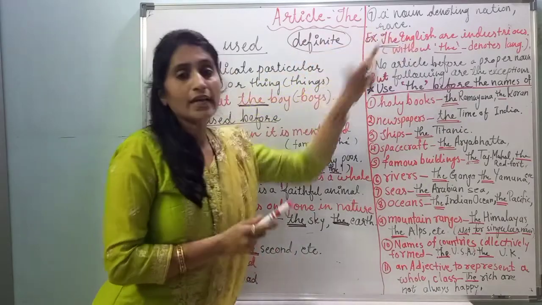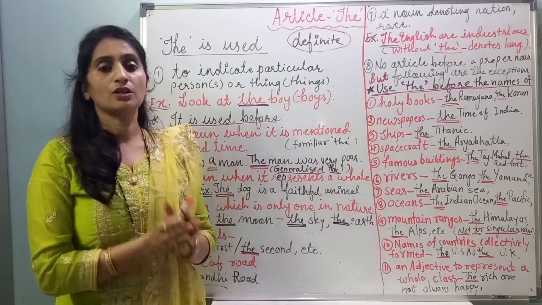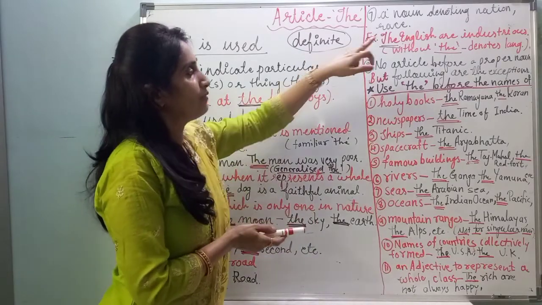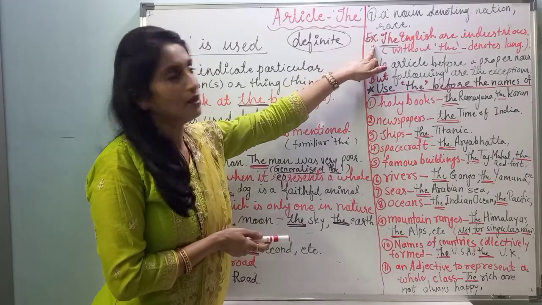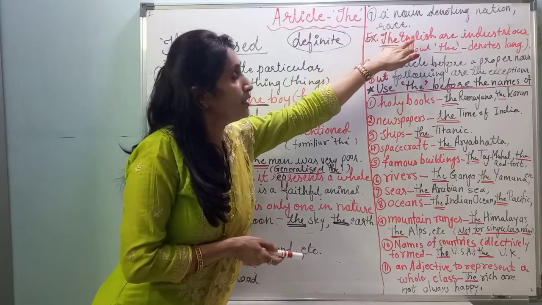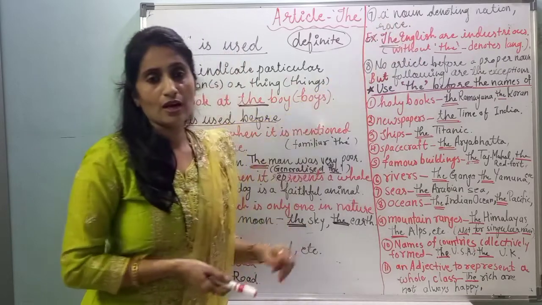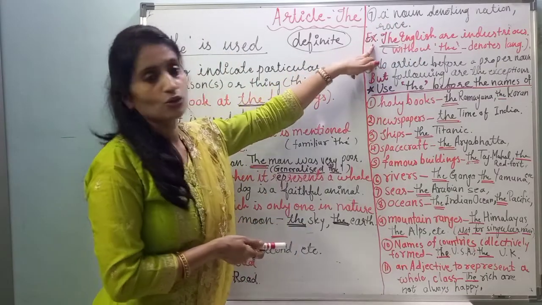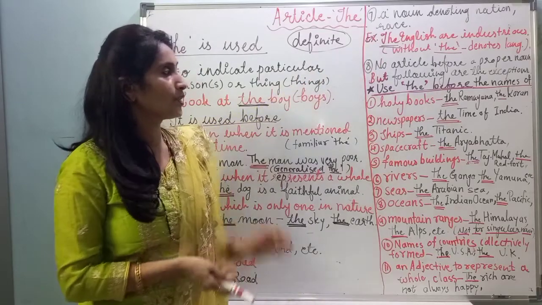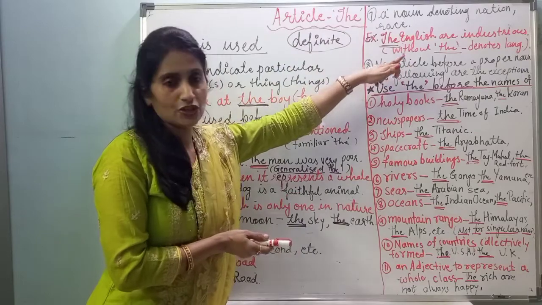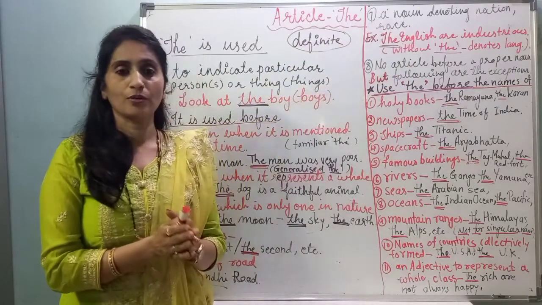English means what? English people. Here we are talking about English people. And so, we should make use of the article the. English means what? This English denotes nation. And so, we have made use of the article the. If we don't make use of the before English, it denotes language.